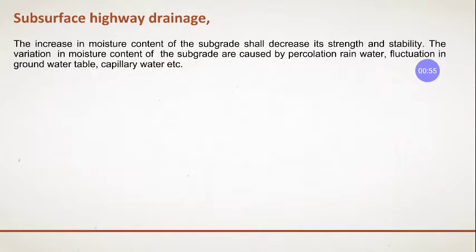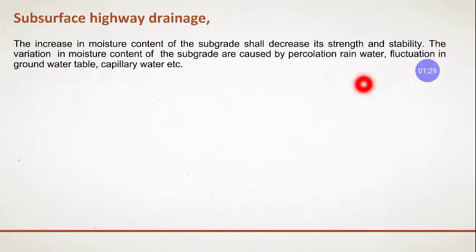Right, an increase in the moisture content. Moisture means water content, you can say, but the moisture content is different. Moisture content means the content of water in some other material. But when the water is available in the free state, then it is called water content. Right, the increase in the moisture content of the subgrade shall decrease its strength and stability.